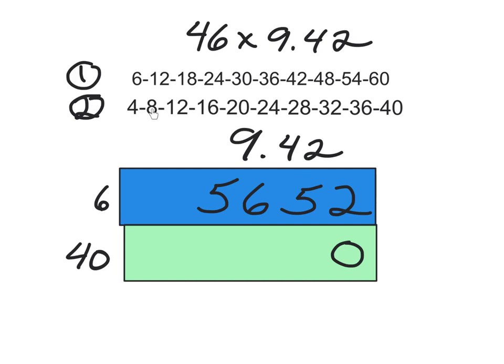4 times 2, 1, 2 gives me 8. I'm going to drop that 8 and move along. Next, I've got 4 times 4. 1, 2, 3, 4 gives me 16.